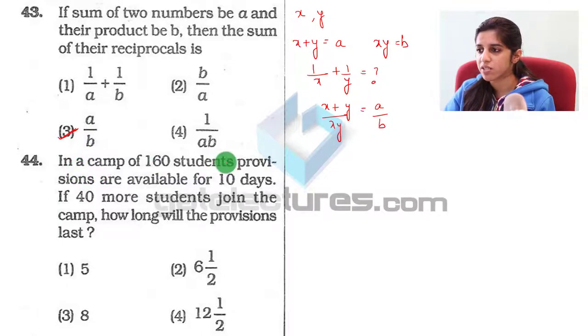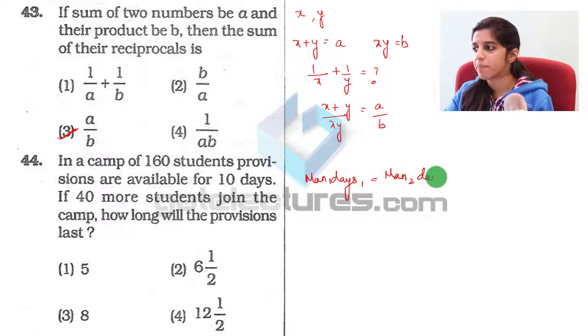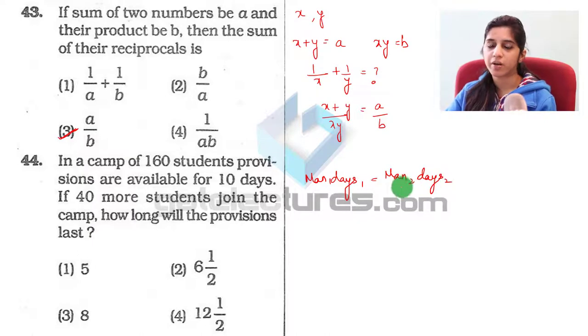Fine. Look at the next question. In a camp of 160 students, provisions are available for 10 days. If 40 more students join the camp, then how long will the provision last? Okay, see, to solve any of questions of this kind, we're using a concept of man days. Always number of days into number of people is going to be a constant.